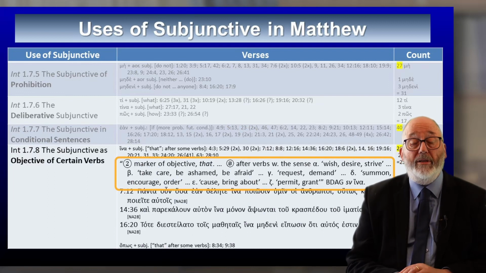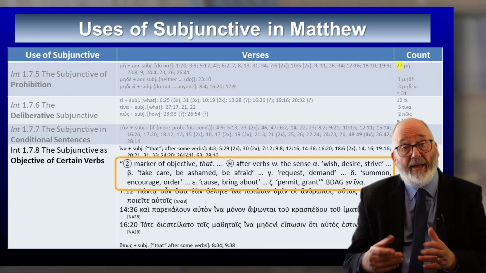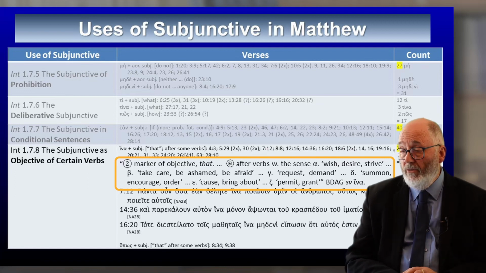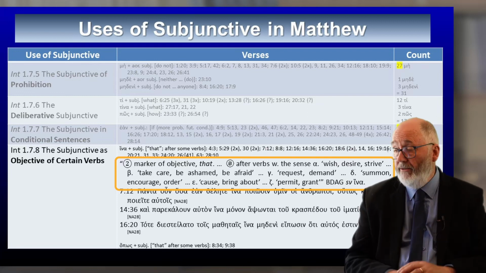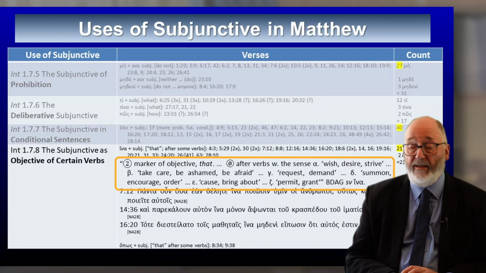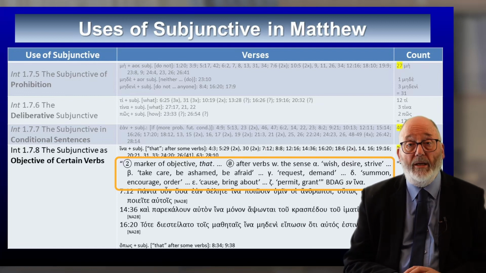Now, there is another use of hina, which is outlined in BDAG as a marker of objective, translated as that, after verbs with a sense of wish, desire, strive, wish that, desire that, or take care, be ashamed, be afraid, request, demand, request that, summon, encourage, order that, cause, bring about, permit, grant. There are 21 times that hina is used in this sense in the Gospel of Matthew. Again, it's hina plus subjunctive.